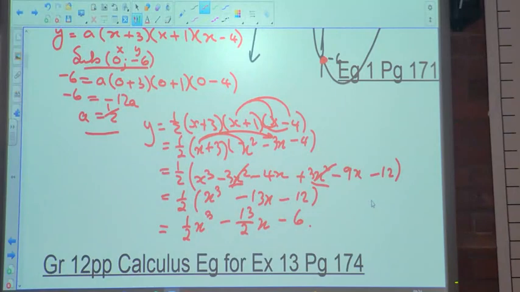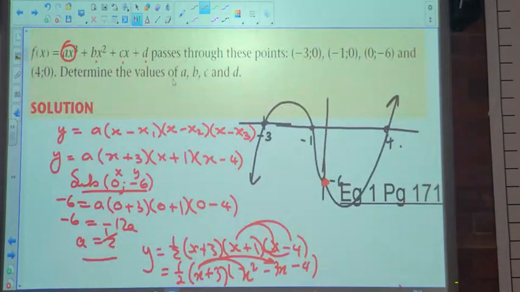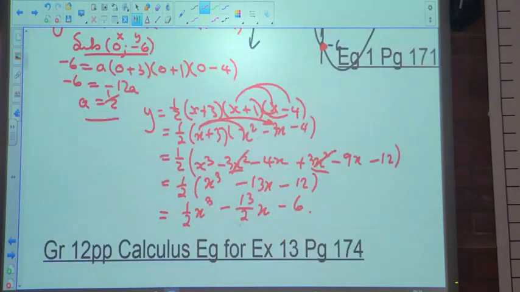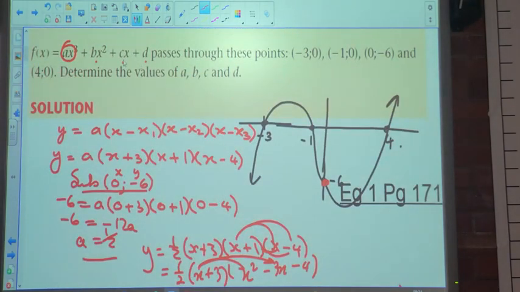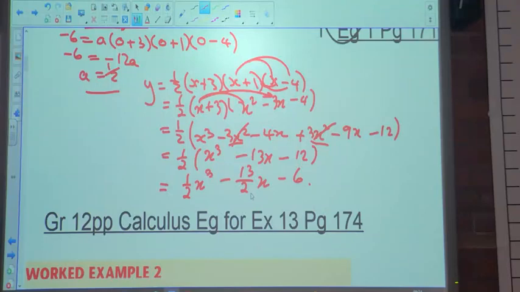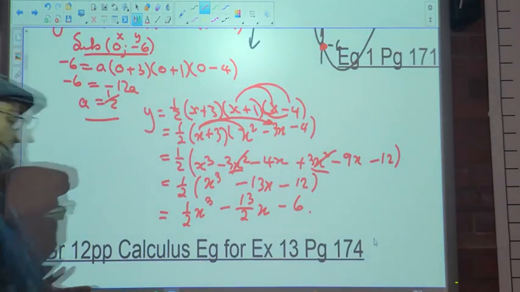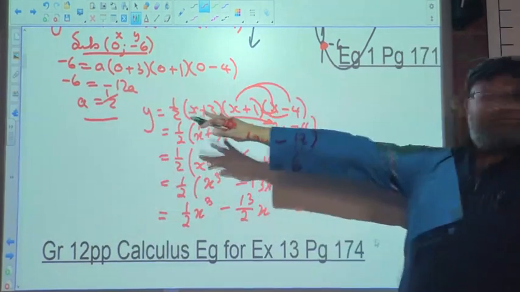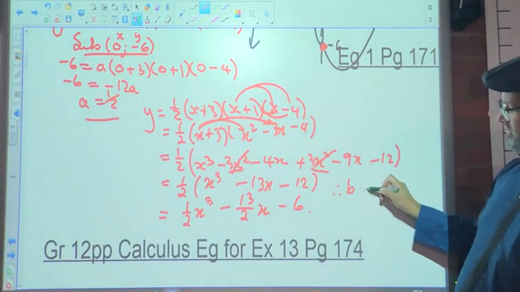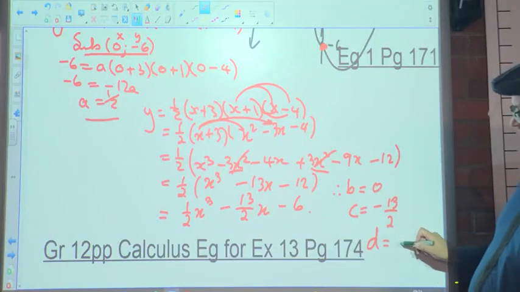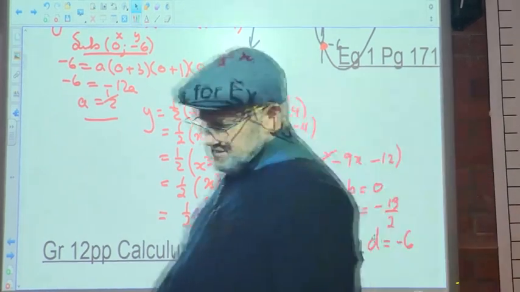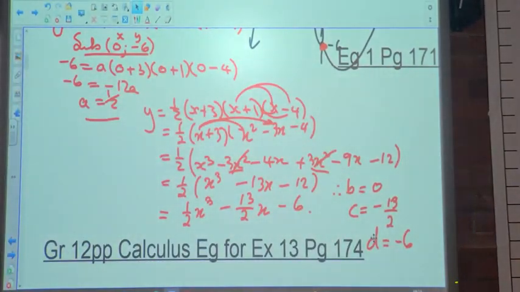What was the question? The question was determine the value of A, B, C and D. Now B is the coefficient of x squared. There's no x squared there, so B is going to be 0. C has to be the coefficient of x, which is negative 13 over 2, and then D is negative 6. Is that correct? So here we've underlined the A, so therefore B is equal to 0, C is equal to negative 13 over 2, and of course D is negative 6. Okay? Is there any confusion there?